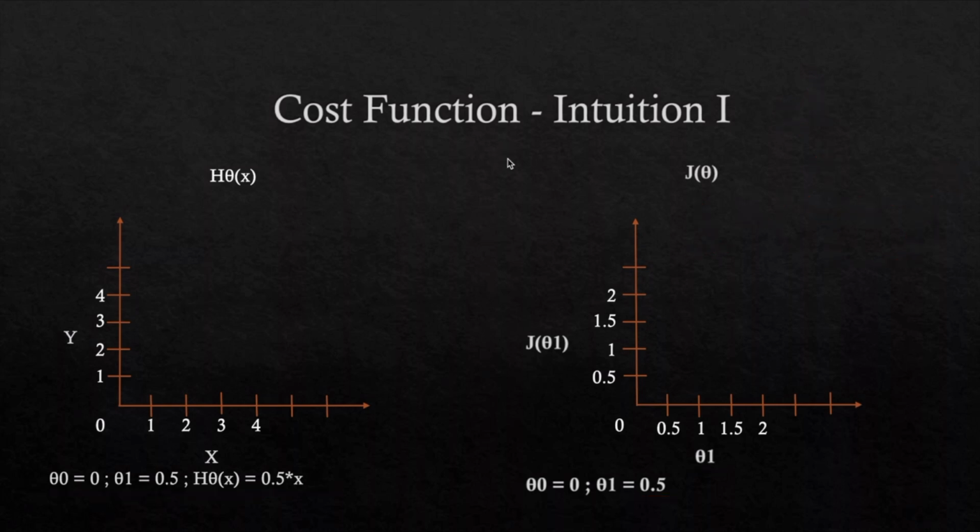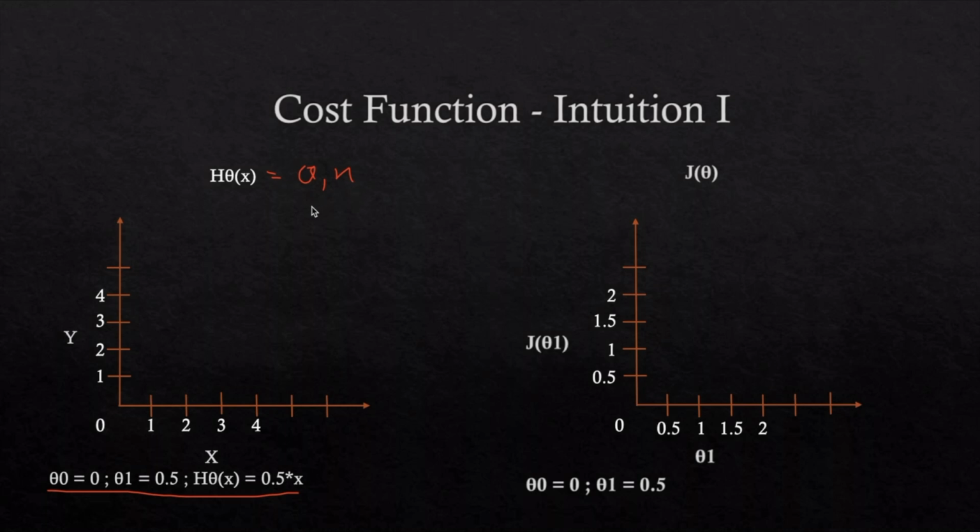So let's see another example where theta 0 equals 0. Wait a minute. So theta 0 equals 0 and theta 1 equals 0.5. Then our h of theta x will be equal to 0.5 star x. Star means multiplication here. So as we know this is equal to theta 1 x here, because theta 0 equals 0.